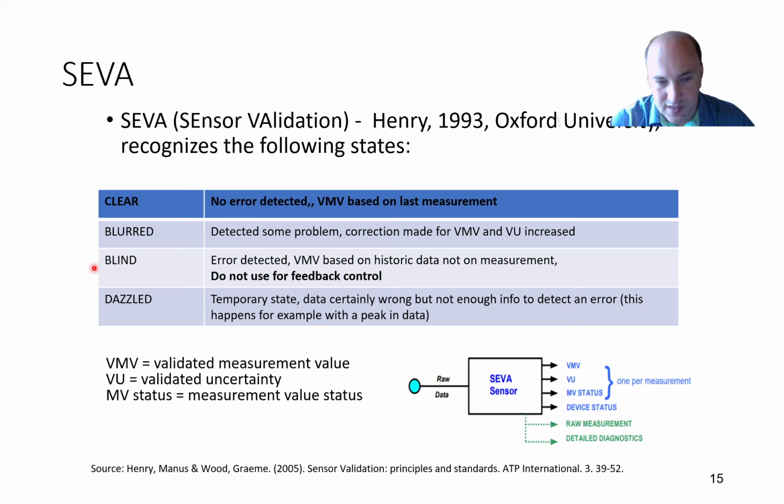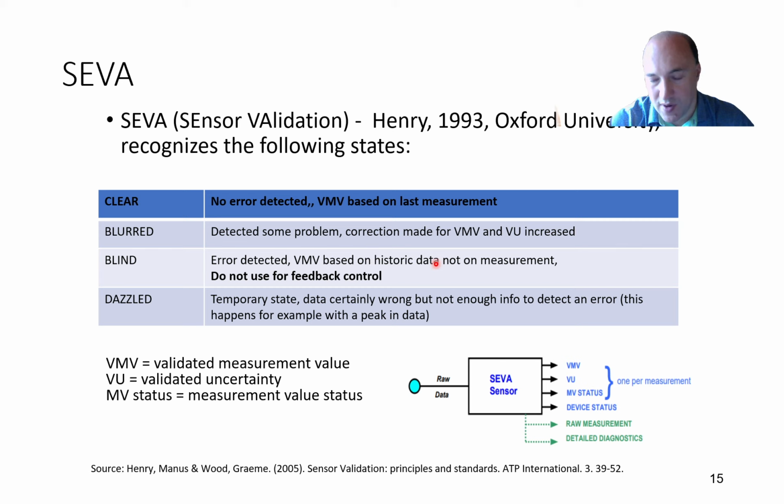And the third state is called blind. In this state we have detected an error. We were not able to correct it. So this output of our block here is based on historic data. For example, we have detected that some samples are missing, and we took the last known correct value. So this is historic data.